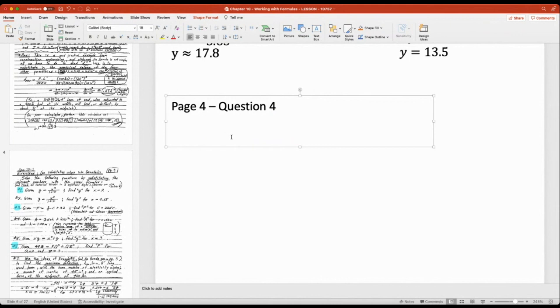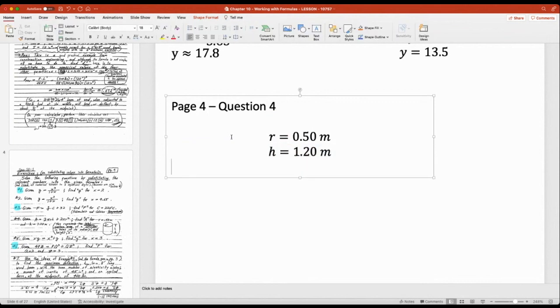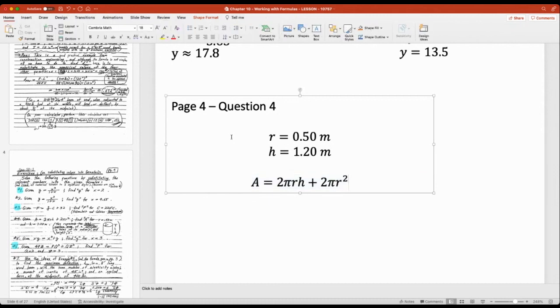Okay, so question 4. We're given the radius is 0.50 meters, and we're given a height of 1.2 meters. The font is very small, so if I make a mistake here, please correct me because I'm just reading it off the side tab. This is just the formula of the surface area of a cylinder, so there's no need to discuss that. But anyway, what we're trying to do is find the surface area of a cylinder.